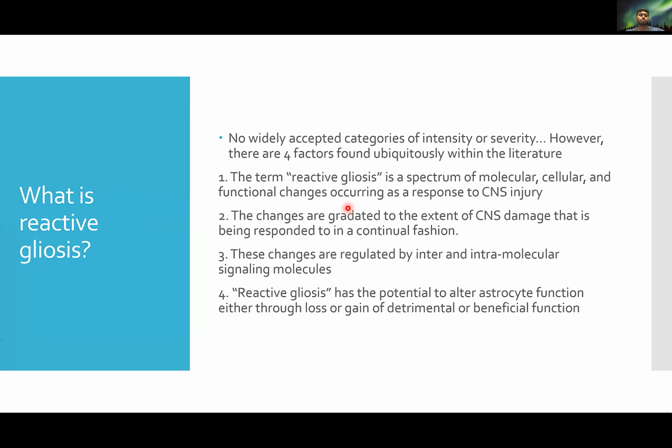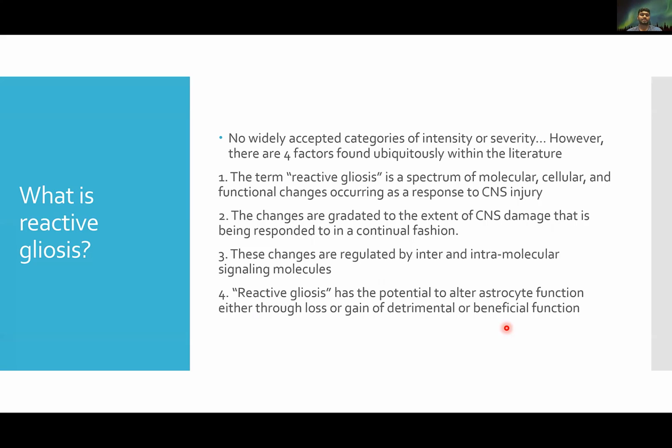So 1, the term reactive gliosis is a spectrum of molecular, cellular, and functional changes occurring as a response to CNS injury. 2, the changes are gradated to the extent of CNS damage that is being responded to in a continual fashion. 3, these changes are regulated by inter- and intracellular signaling molecules. And 4, reactive gliosis has the potential to alter astrocyte function either through loss or gain of detrimental or beneficial function. So let's slow down a little bit here and talk about what this means.